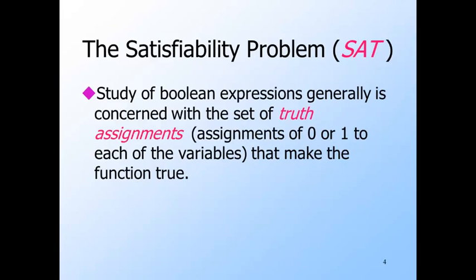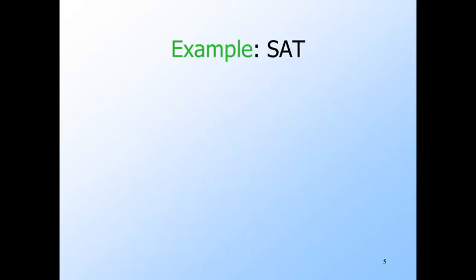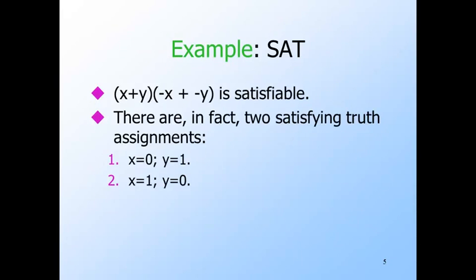A truth assignment is an assignment of 0 or 1, that is false or true, to each of the variables of a Boolean expression. In general, the key question about Boolean expressions is which truth assignments give them the value true. But for our NP-complete problem, we need only this very simple question: given a Boolean expression, does there exist at least one truth assignment for which the value of the expression is true? So this expression is satisfiable. There are, in fact, two satisfying assignments, those that make one of x and y true and the other false.